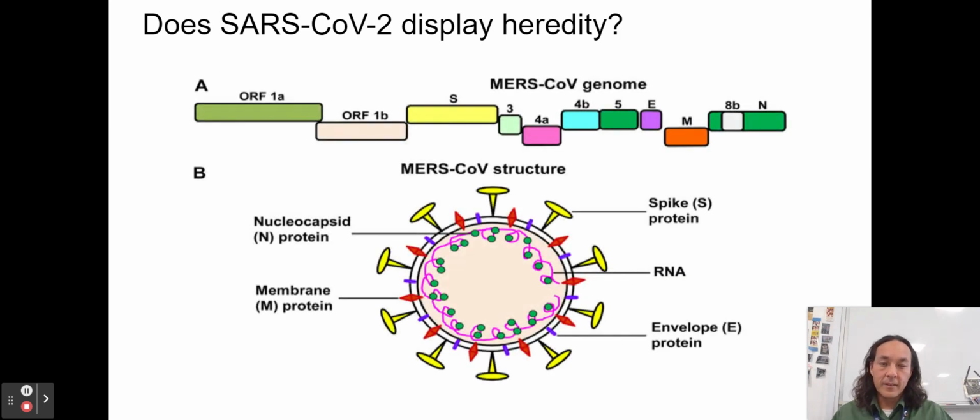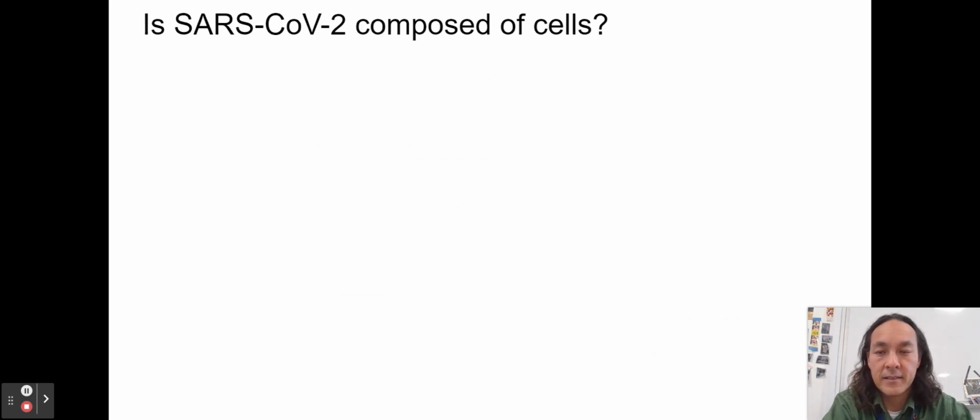Well, yeah, the coronavirus has genes. It's an RNA-based virus, so it has a strand of RNA that serves as its genetic material. Part of that codes for the spike protein. Part of it codes for the envelope protein, and those genes accumulate mutations, and the mutations that help the virus stick around or evade the immune system are selected for over time. So it's displaying some of the characteristics of life.